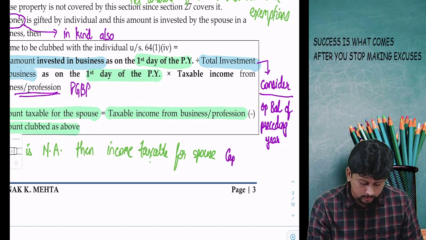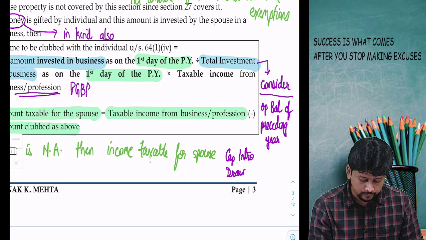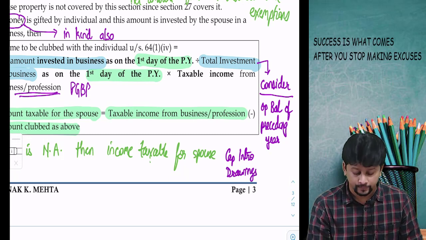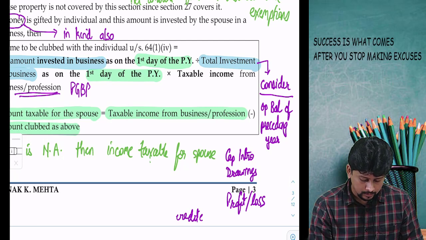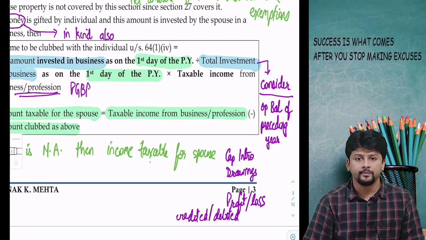Then you will also have to take into account capital introductions. You will also have to take into account drawings. You will also have to consider the profit or loss that is credited or debited into the capital account.